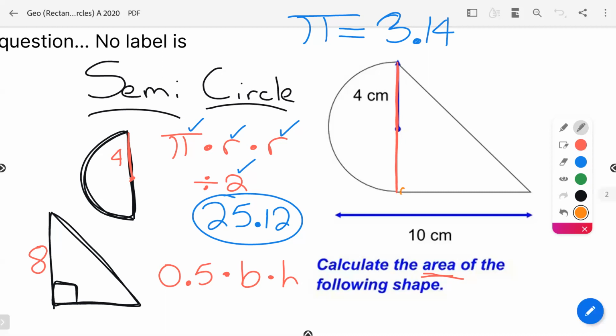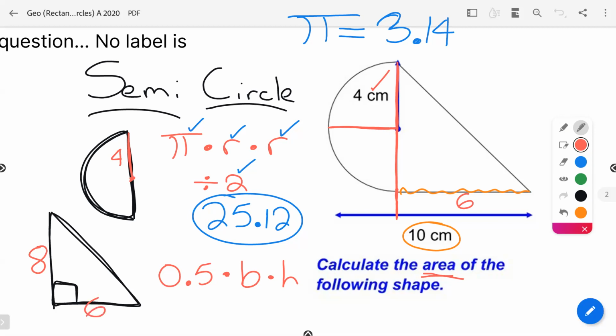Now I need to figure out this measurement right there. I need to find the base of the triangle. I know the whole distance from one end to the other of this shape is going to be 10. And remember about the radius: anytime I go from the center of the circle to any point on that circle is the same value. So from there to there is also 4. So now what that means is if that measurement is going to be 4 right to this end right here, then all of this has to be 6, because 6 and 4 need to add up to make 10. So now my base is going to be a 6.